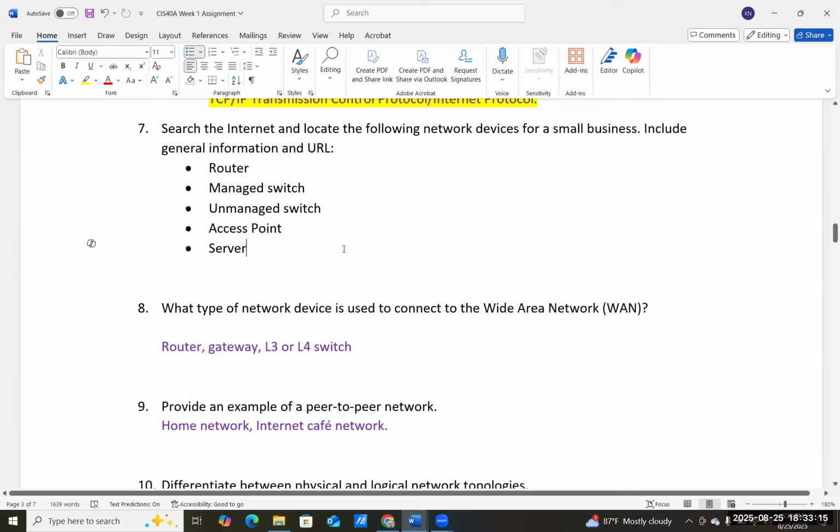So the type of network devices that are used for a wide area network: first you need the highway, right? The router. But you're like, well, what's a gateway? So gateway tends to be a router. 99% of the time you're going to hear gateway, as opposed to router. It's like a way that you can go into another city, right?